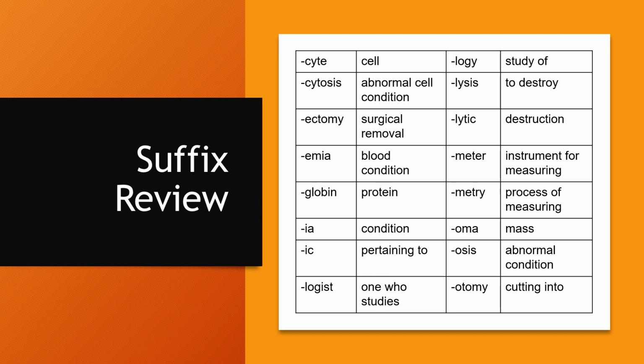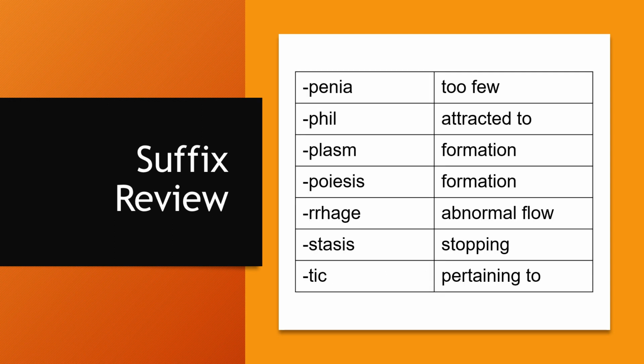Oma is a mass. Osis is an abnormal condition, and otomy is cutting into. Penia, too few. Phil, attracted to. Plasm, formation. Poesis, formation. Reg is abnormal flow. Stasis, stopping, and tic, pertaining to.